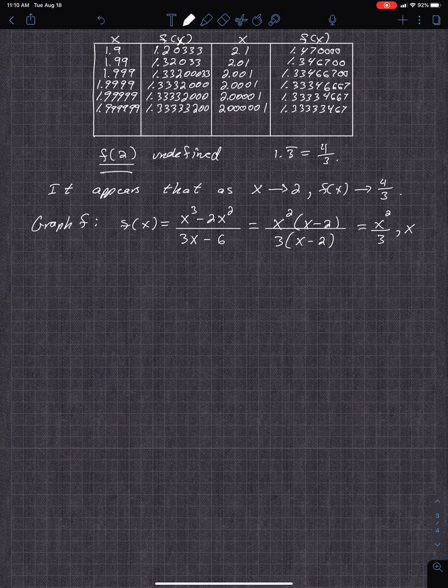Now, you can't just cancel that out, right? You can't just say, oh, it's gone. No, you can't do that. We have to say x cannot equal what? It cannot equal 2. So it's not part of the domain of the function. Anyway, but we can still talk about a limit as you approach 2. So that's what you get.